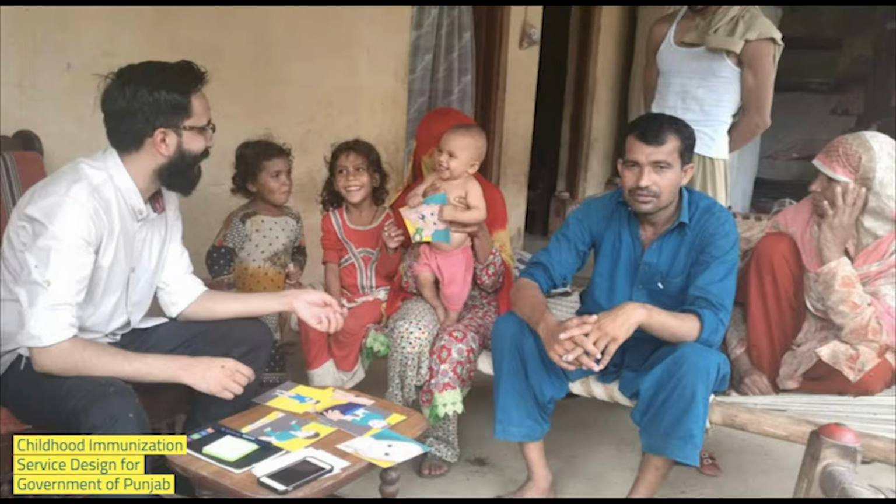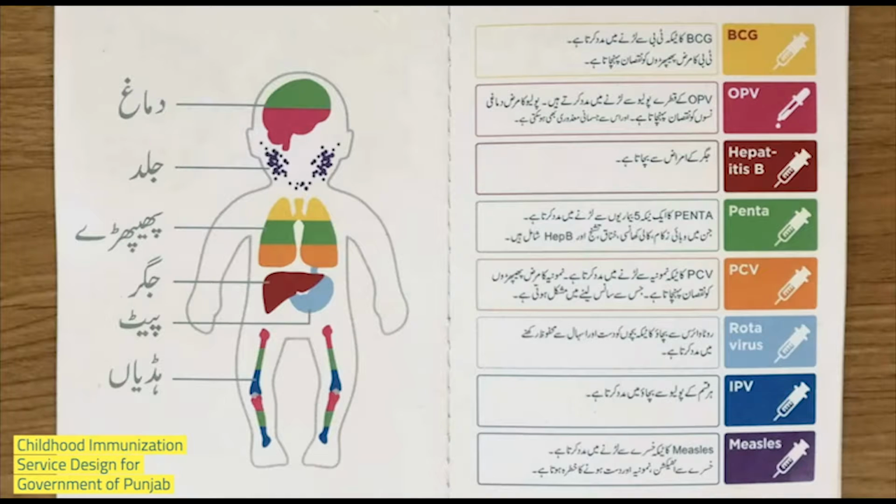So we created this booklet to replace that yellow card that I showed you earlier. This is the first page of the booklet. On the right, you can see the names of the injections with some details of what they were. So BCG, OPV, hepatitis, and penta, and so on. But if the parent can't read or understand the information that's written in Urdu next to it, they can match the color to the organ to understand what each injection is for.